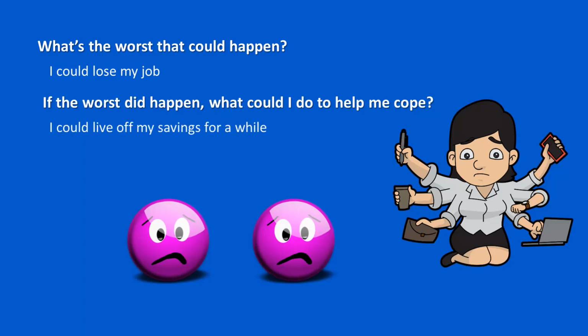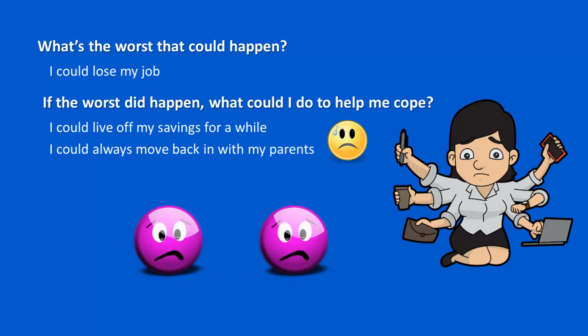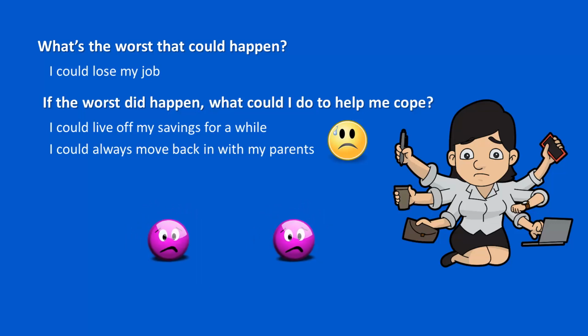Well, I guess I could live off my savings for a while I look for another job. And if I run out of money, I could even live with my parents for a while until I'm working again. And obviously these aren't great options. Nobody wants to be unemployed or have to move back in with their parents. But remember, we're looking at the worst case scenario here, which probably isn't going to happen. But even if it does, at least there are some things we can do, even if none of them are ideal. And just knowing this can help reduce our anxiety a little bit.